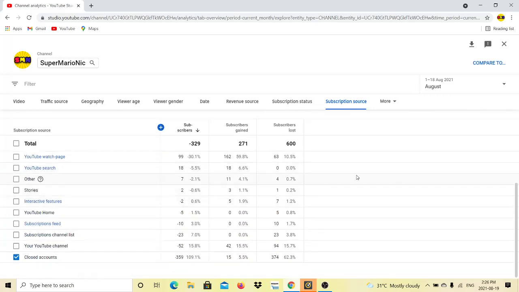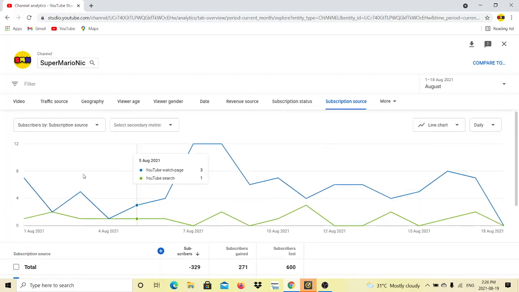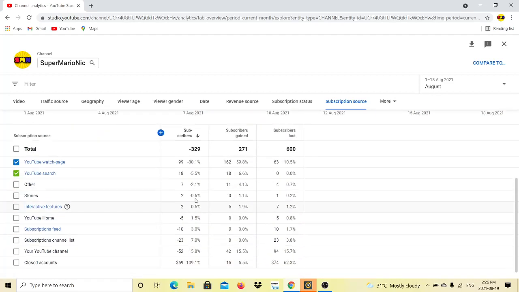And for example, you look at other sources. The main sources of getting subscribers are the YouTube watch page and the YouTube search. If you click these two, for example, you can literally see that they are gaining consistently. They're not gaining much, but on a day-to-day basis, they are gaining instead of losing. They're never losing. In fact, they're always gaining at a steady pace. And I was glad because I was getting more subscribers and it was cool.